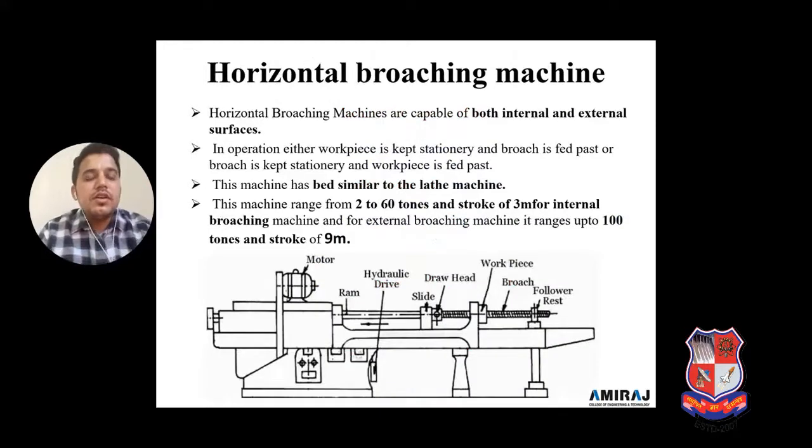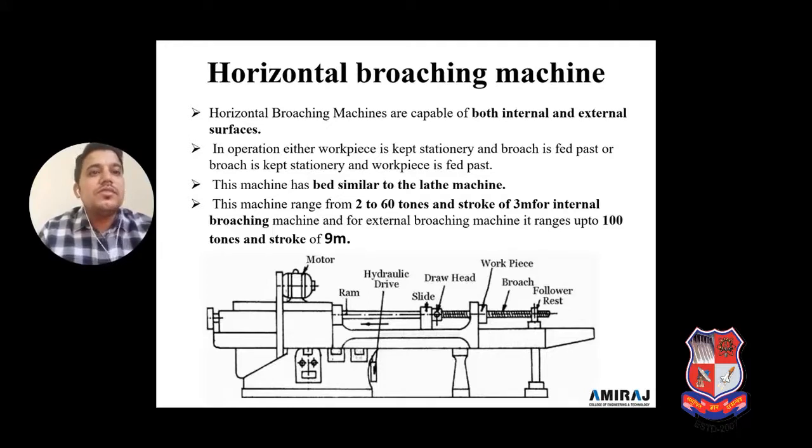Next one is another GTU question: explain the horizontal broaching machine, or they can ask to list out the broaching machine types and explain any one in detail, or they may ask in 4 marks or maybe in 7 marks, explain the horizontal broaching machine in detail. Okay, so at that time we have to explain it. So this is also a most important question, horizontal broaching machine.